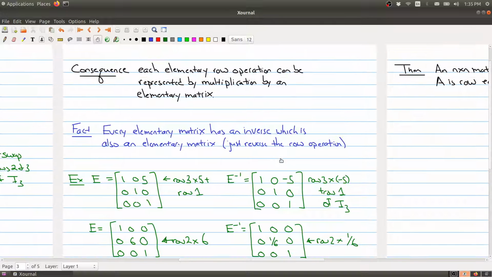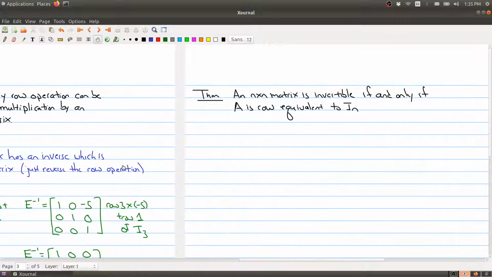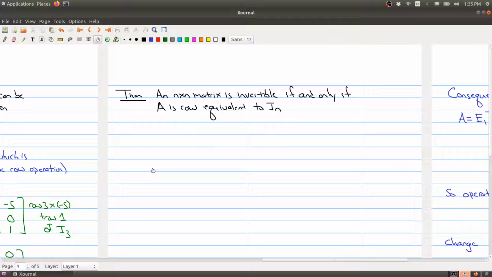Now, using the language of elementary matrices, I can prove this very important theorem. This theorem says that an n by n matrix A is invertible if and only if A can be row reduced to the identity matrix. Let me give you a proof of this fact.